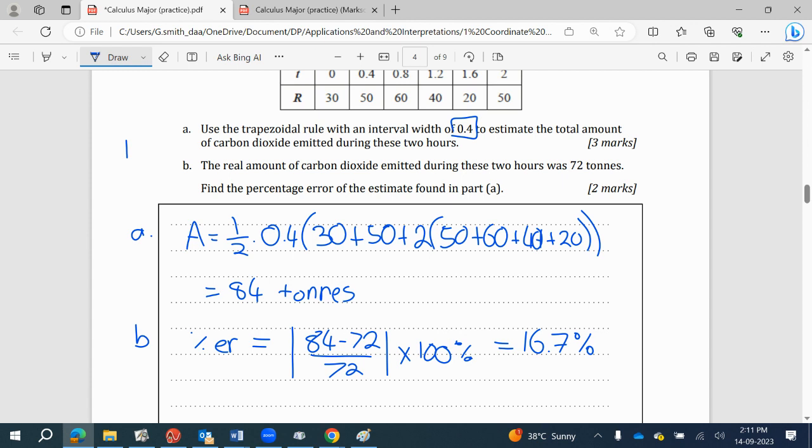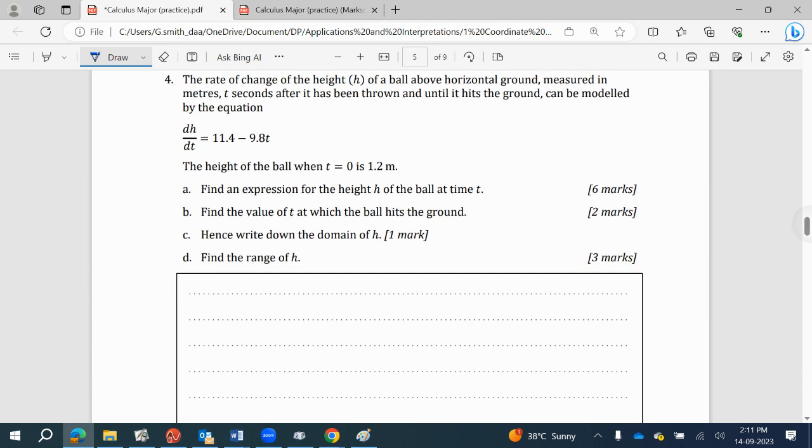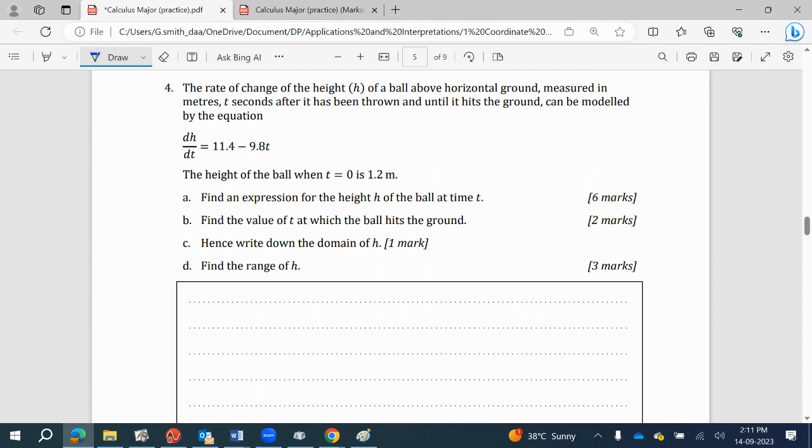Have a look at the next question. So we're halfway through. The rate of change of the height of a ball above the ground is measured in meters, t seconds after it's been thrown until it hits the ground, and can be modeled by a derivative. The height of the ball when t equals 0 is 1.2.